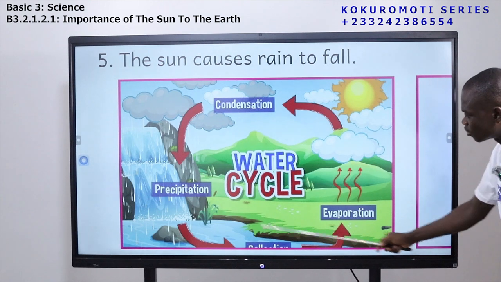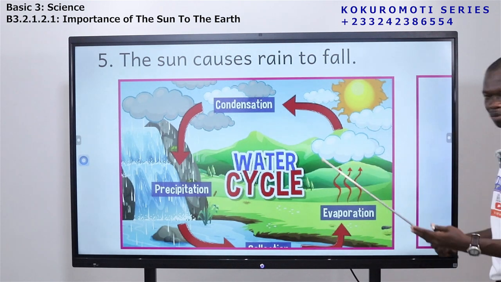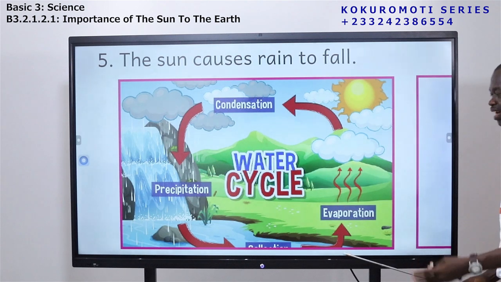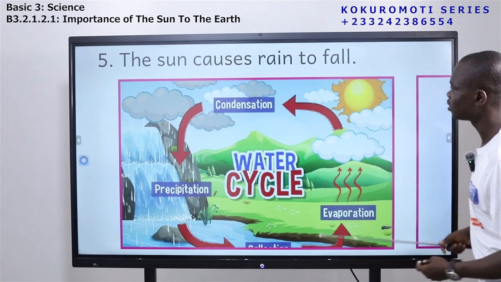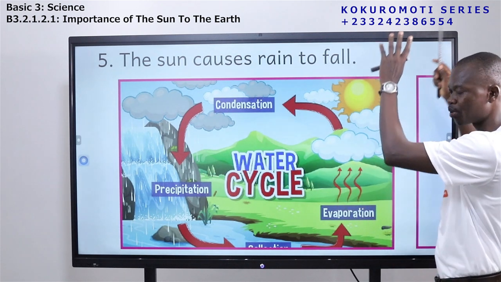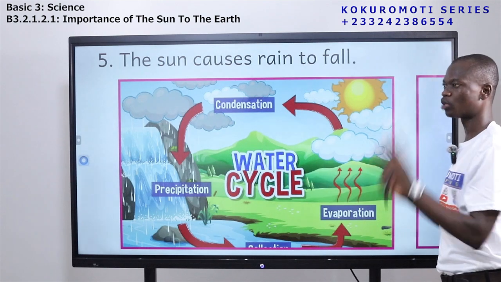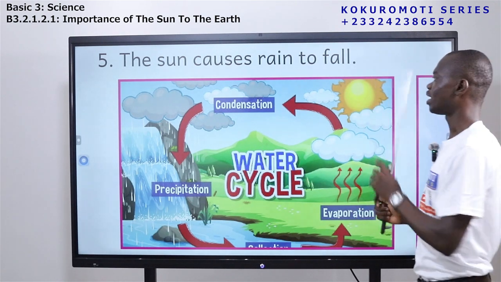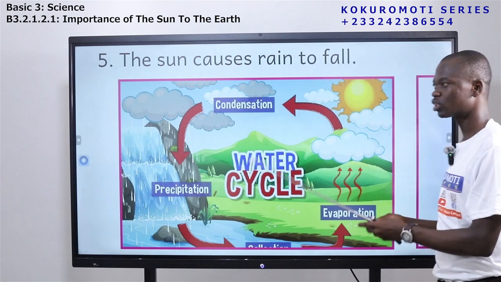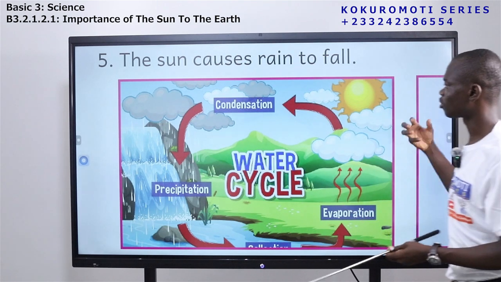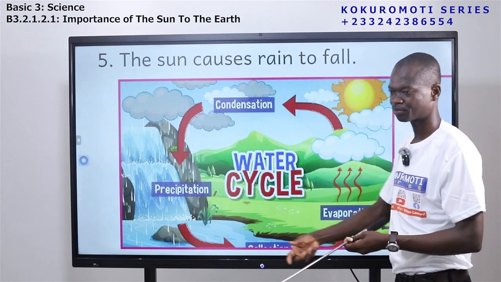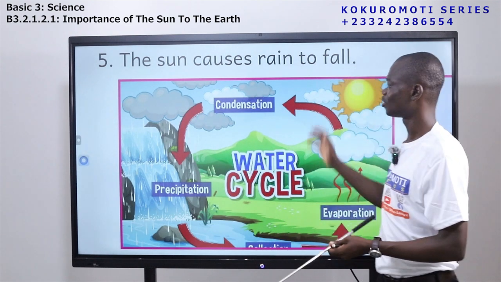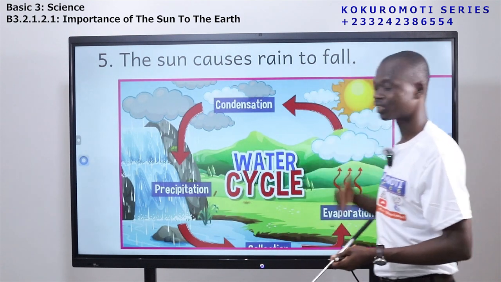Because of the sun, part of the water bodies will heat up, and then evaporation will take place. It will change from water to gas, and the gas will go up into the atmosphere. It gets to a point where it cannot go further. That place is too cool, and the water vapor will change from gas to liquid, and then it will fall back to earth again.